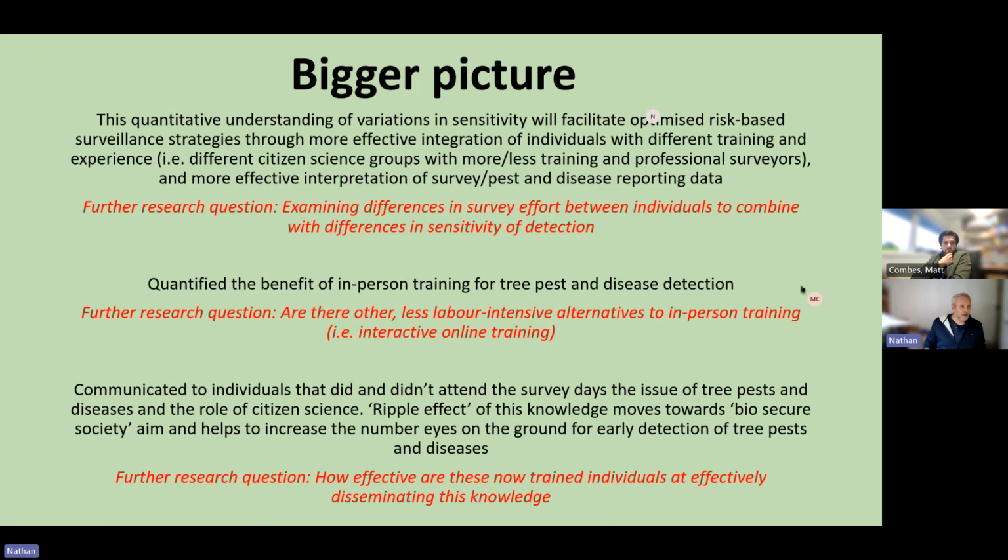Move on to the bigger picture. So these are things we may want to look at in the future, things we've taken from what we've found already. So just understanding these variations in sensitivity really helps with these optimized sampling strategies, and it really lets us pull in these volunteer or landowner reports in line with official surveys, so we can really make best use of all that information, which again makes a really strong case for providing more training and more information.